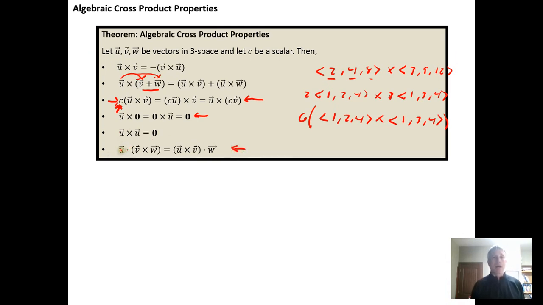The dot product of U with the cross product of V and W can also be gotten by taking U cross V and then dotting the result with W. So this one isn't as obvious. I think some of these are a little more obvious than others. This one is probably the least obvious property of all.